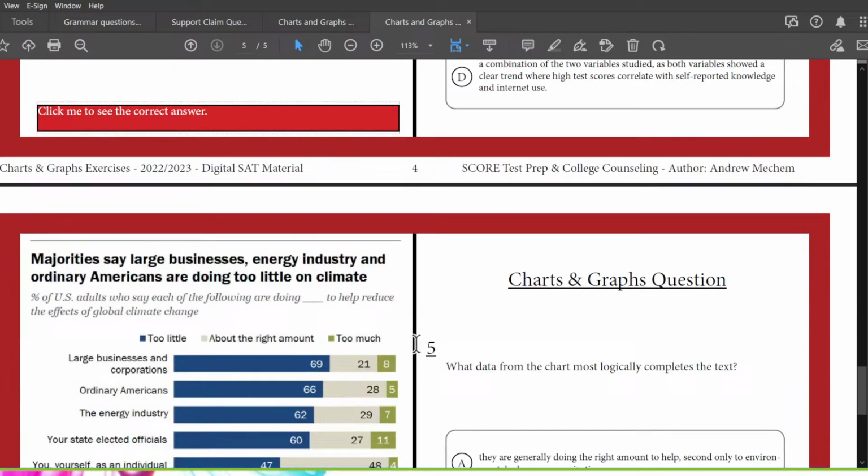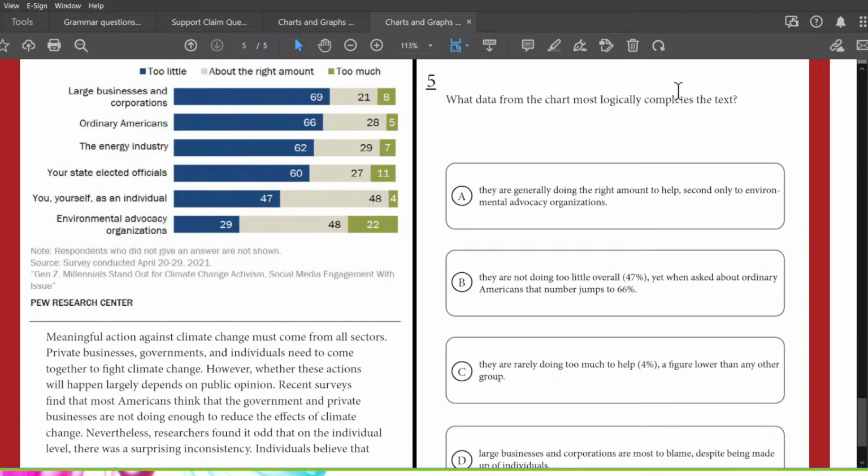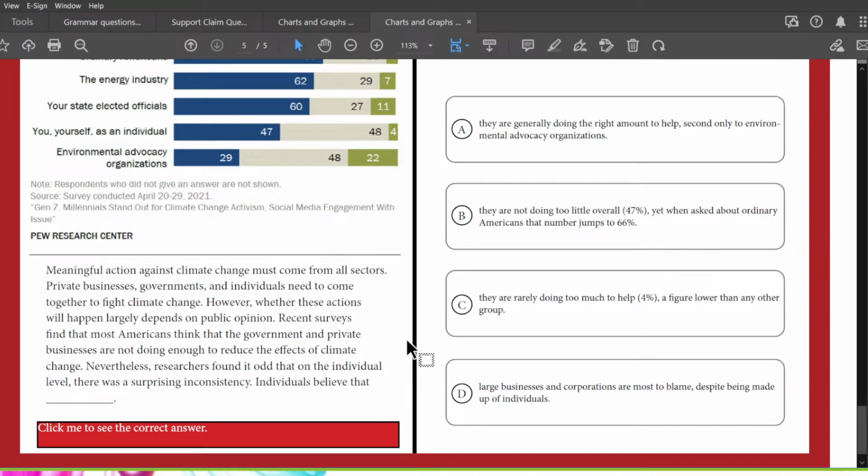Yep. Okay. And lastly, number 5. All right. So same deal. Which one most logically completes the text? Let's see. All right. Researchers found it odd that on the individual level, there was a surprising inconsistency. Individuals believe that blank. Okay. So I don't know what you're talking about yet.